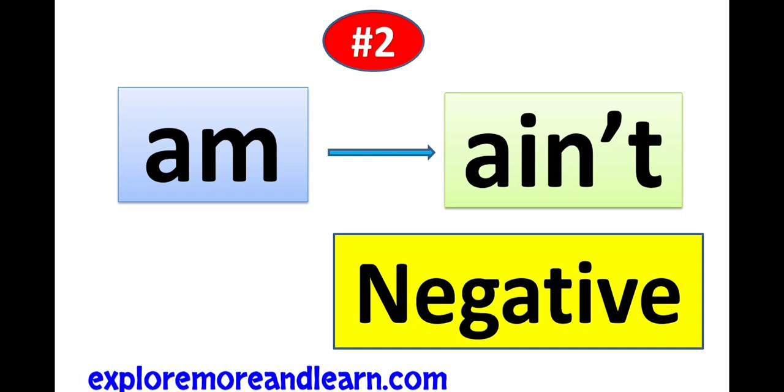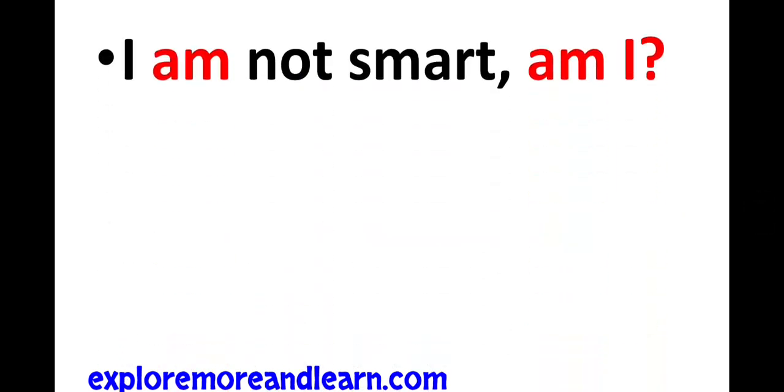Got it? Just check out these examples. I'm not smart, am I? So here you see we have am, that is verb to be, and it's a negative statement. So obviously the question tag will be positive. So I'm not smart, am I? So I've used am plus subject, that is a question tag.